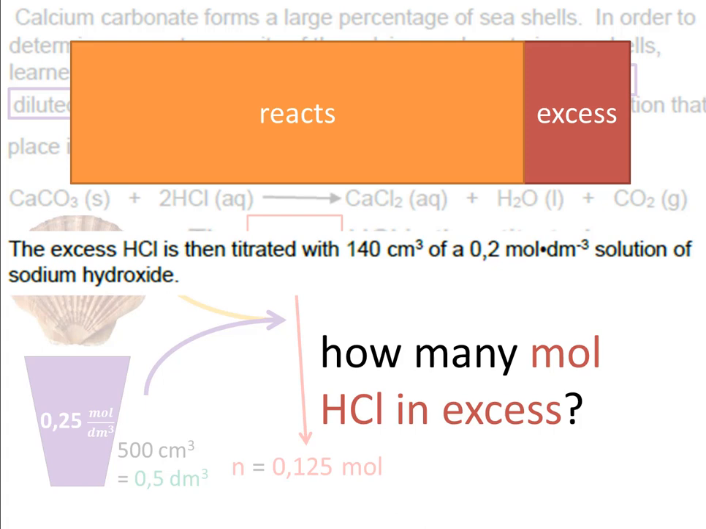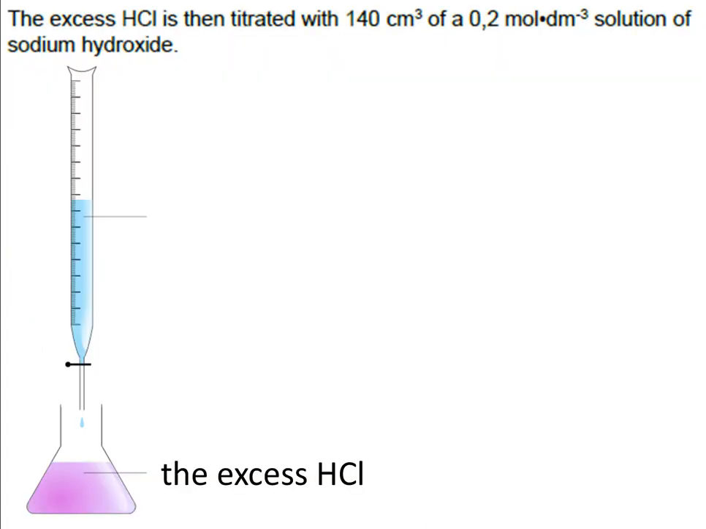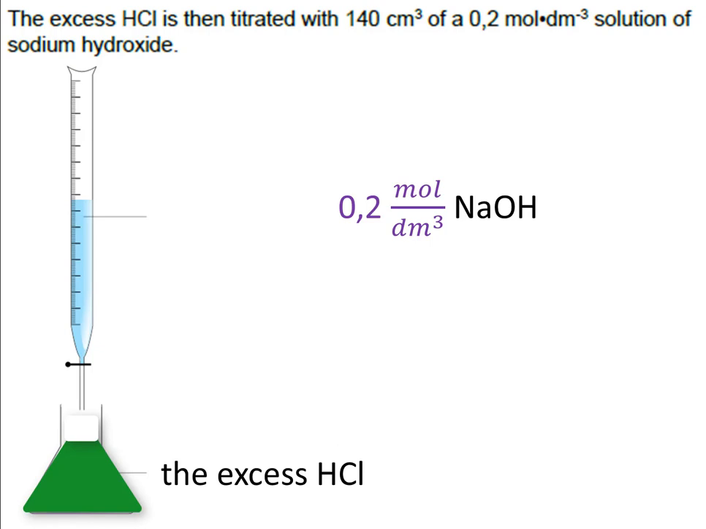In other words, that excess HCl is placed in a flask with an acid-base indicator in it, maybe universal indicator. The indicator will show that it's acidic. Then, a 0,2 molar sodium hydroxide solution is placed in a burette and added bit by bit to the HCl until the indicator turns color to show that the end point of the titration has been reached. So the universal indicator in this case would turn green. At that point, the titration is stopped. No more drops of sodium hydroxide are added.